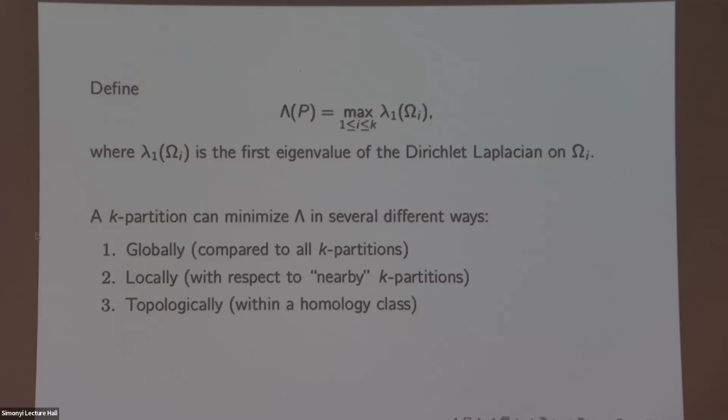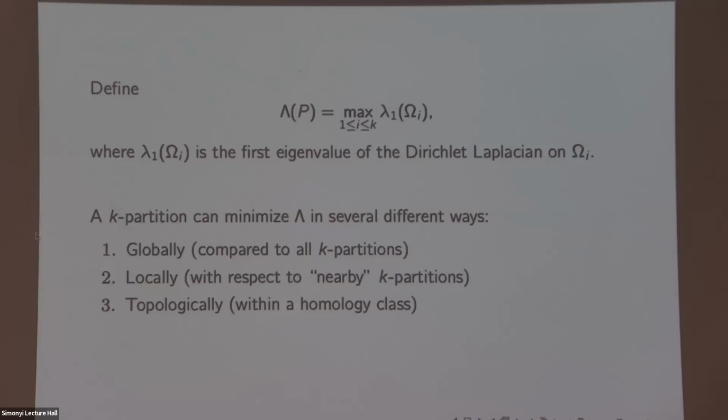So those are partitions. What is the minimal part here? Well, for each partition, I'm going to define this energy functional lambda of P as follows. For each subdomain omega_i in the partition, I calculate the first eigenvalue of the Laplacian with Dirichlet boundary conditions. I do that for each of my k subdomains. And then I take the maximum of all of those and define that to be the energy of this partition, lambda of P.